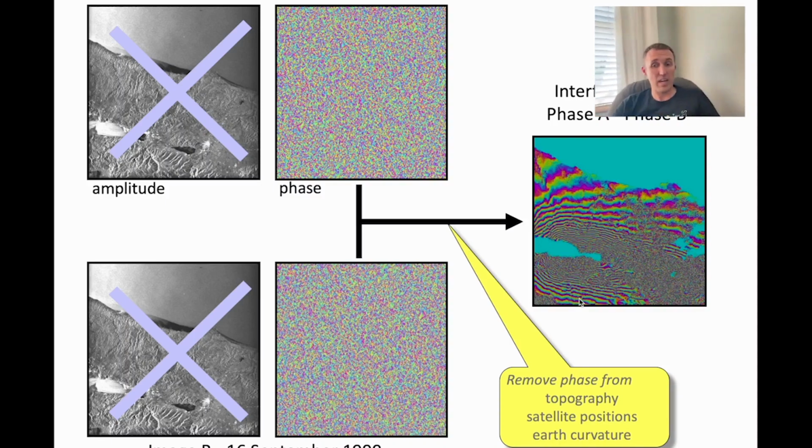Now, one thing that I haven't talked about is what all goes into this phase. So let's talk about that for just a minute. Notice that we get rid of the amplitude. We don't need the amplitude images when we're doing InSAR. We only are using the phase.